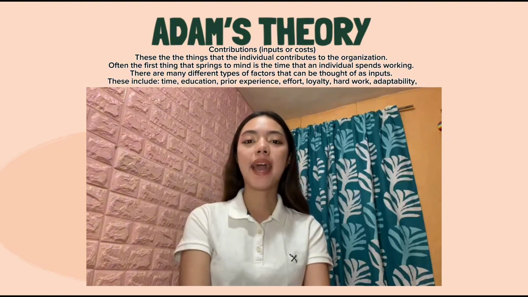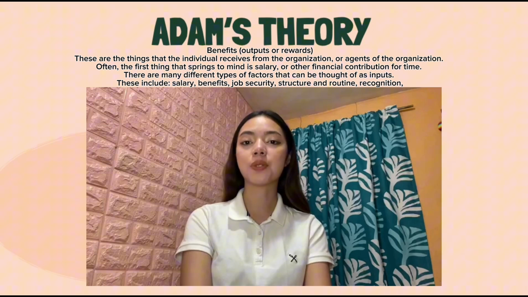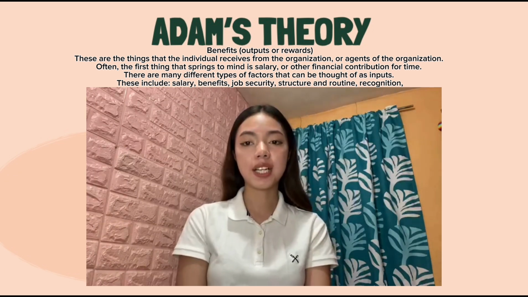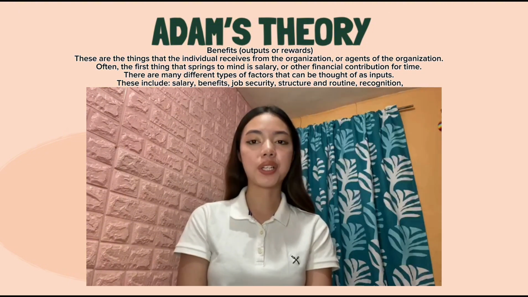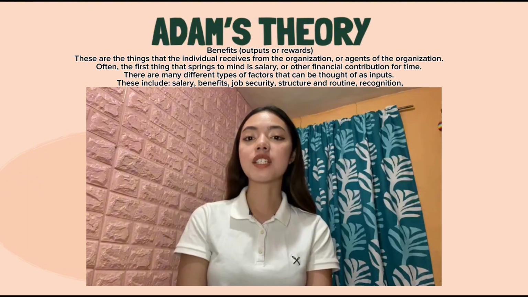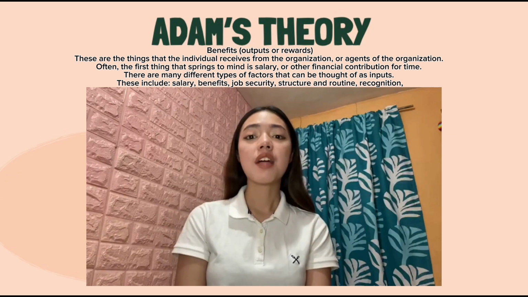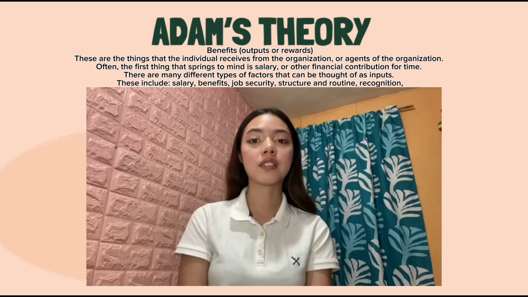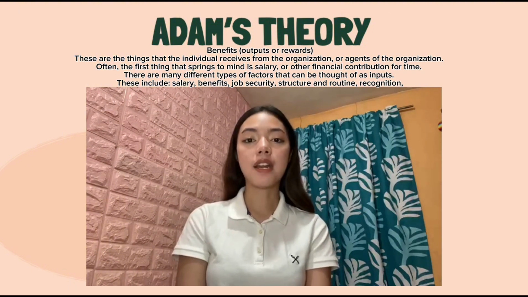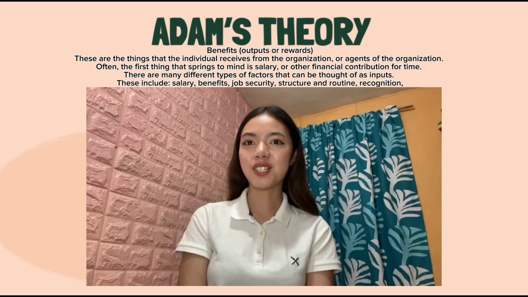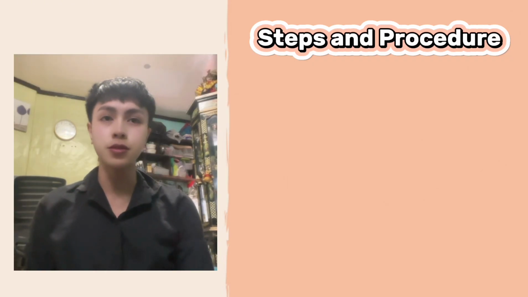For the next one, we have the benefits, or known as the outputs or rewards. These are the things that the individual receives from the organization or the agents of the organization. Often, the first thing that springs to mind is salary or other financial contribution for time. There are also many different types of factors, which are the salary, benefits, job security, structure and routine, and also the recognition.